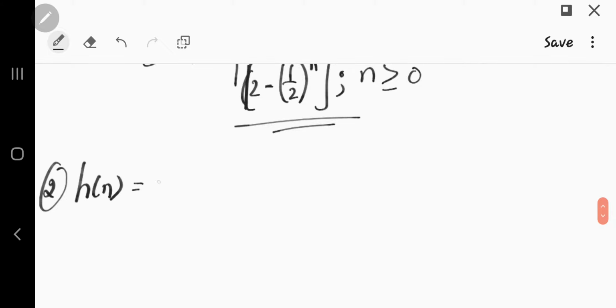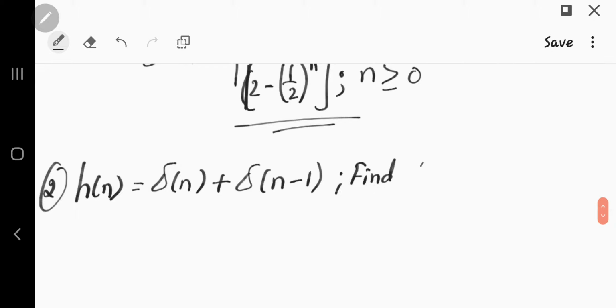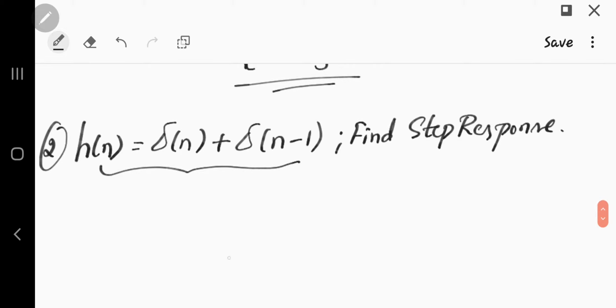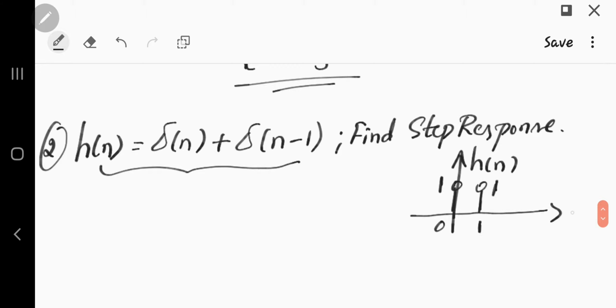Given h of n is equal to delta n plus delta n minus 1. So find step response. Now observe this, the given signal is the sum of two impulse responses, and to be very precise, the signal will look like this. Delta n is present at the origin with amplitude 1, and delta n minus 1 is time shifted to this with amplitude 1. So this is what your h of n will look like.